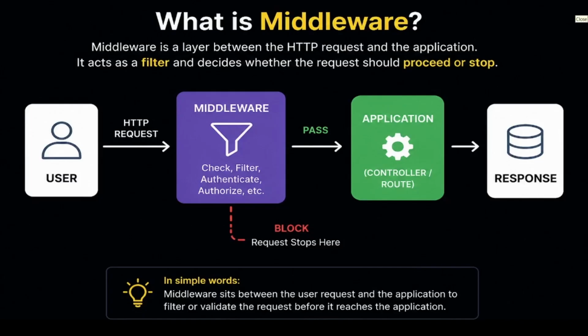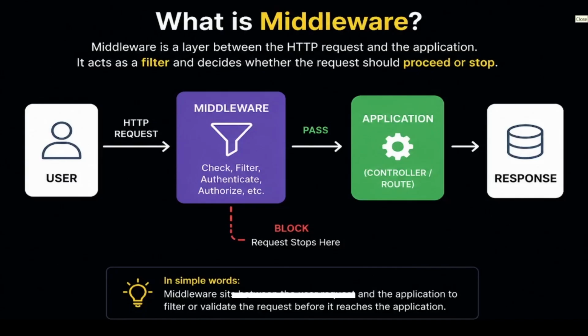Okay, so if I'm talking about a real life example, imagine you enter an office. Before entering the office, security checks your ID card, verifies permission, then allows entry. So middleware works exactly like the security guard. If the user passes verification, Laravel allows access, otherwise the request gets blocked.